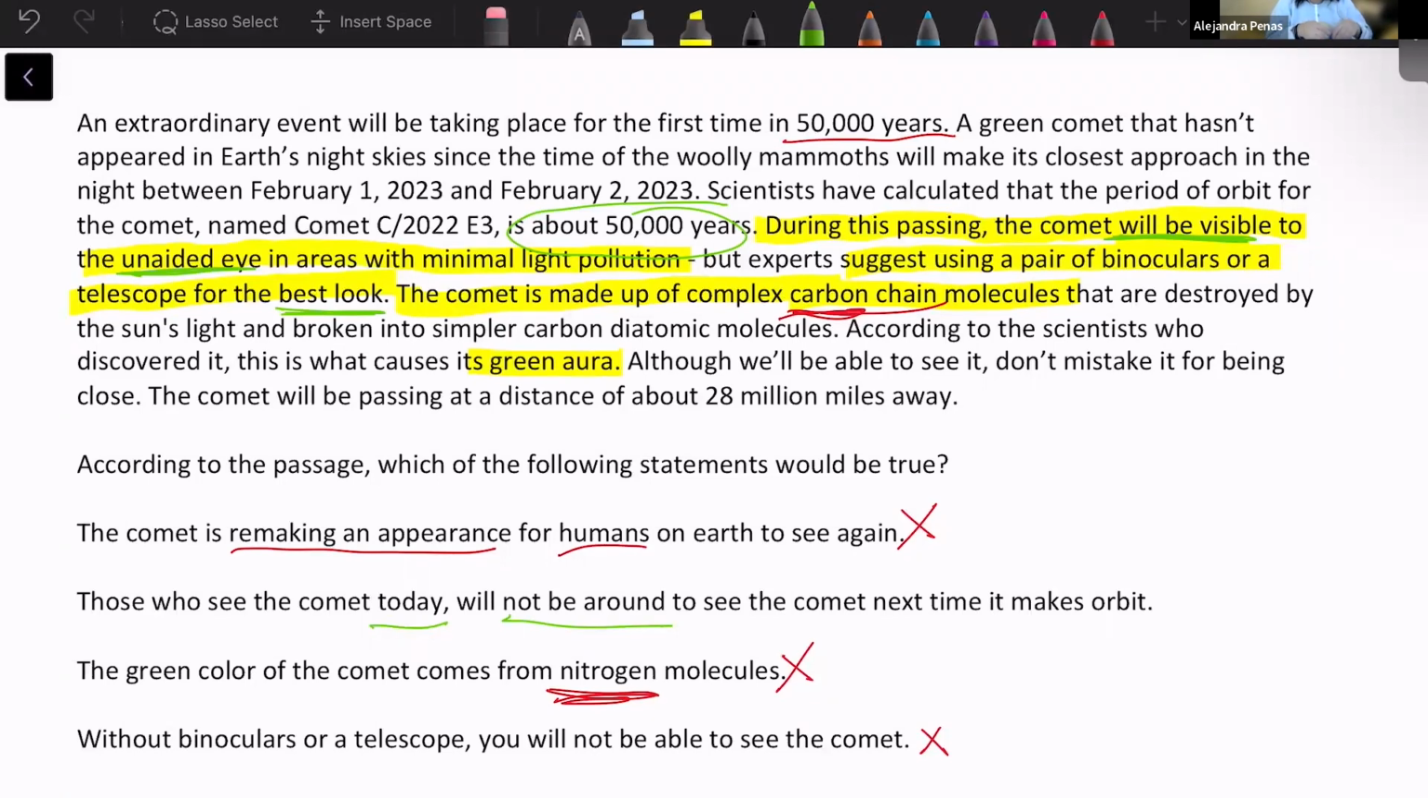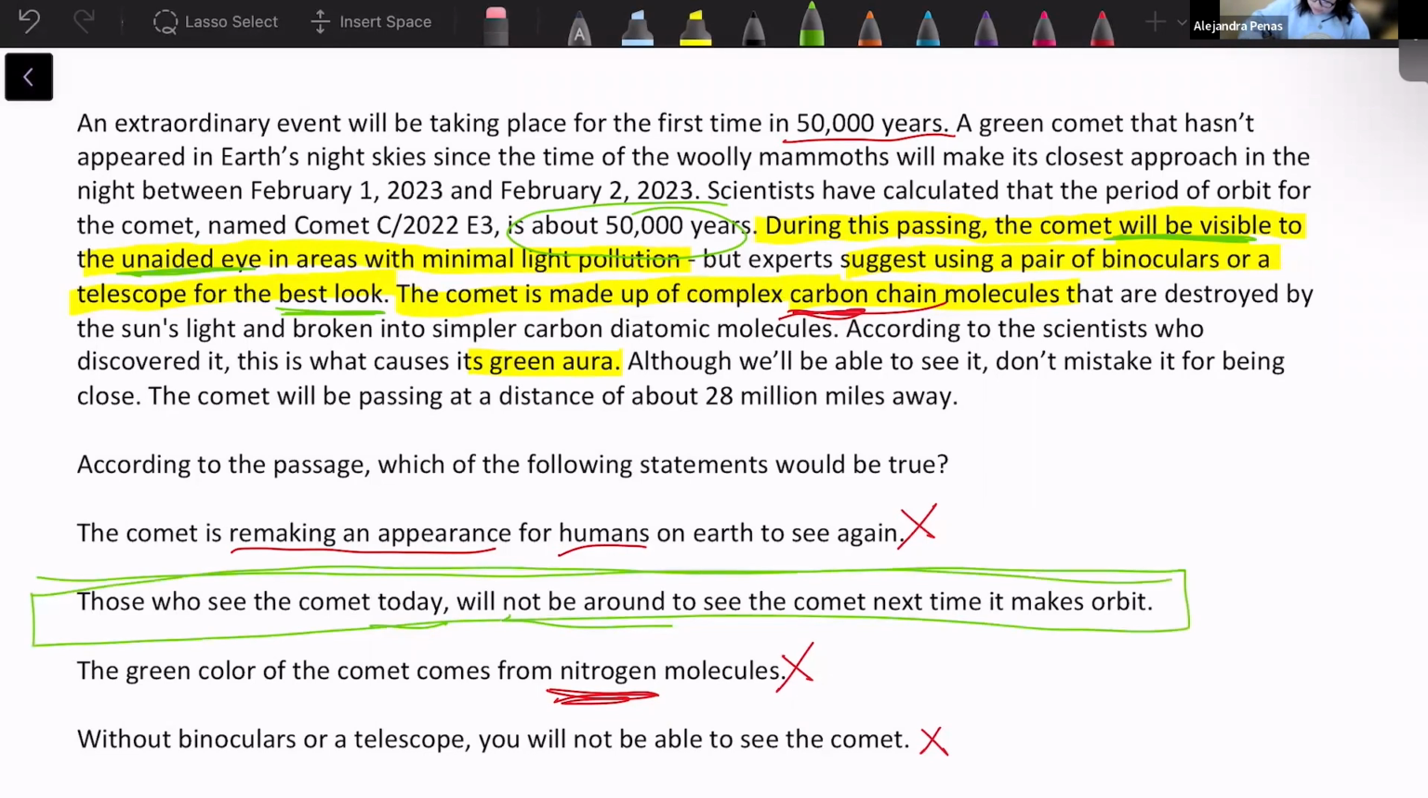So those who see the comet today will not be here next time it comes around, because the next time it comes around is going to be in 50,000 years. No one is going to live for 50,000 years to see the comet again. So the only one that matches is this one. I mean, even if it never said 50,000, it never talked about human beings. I'm sorry?